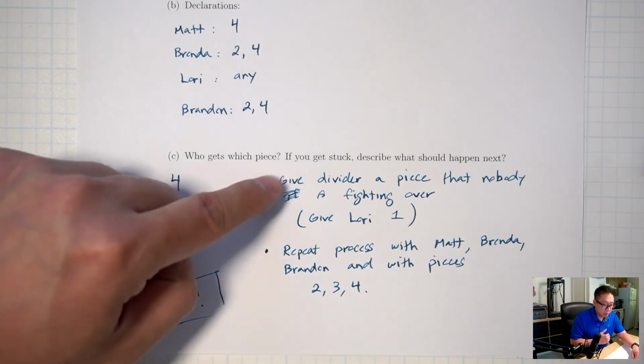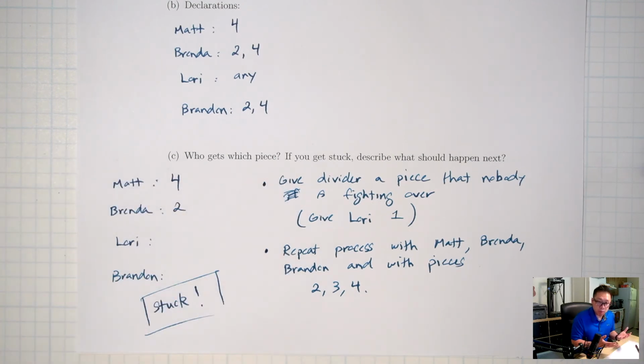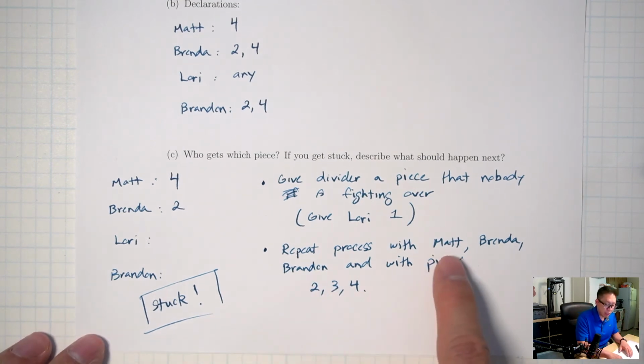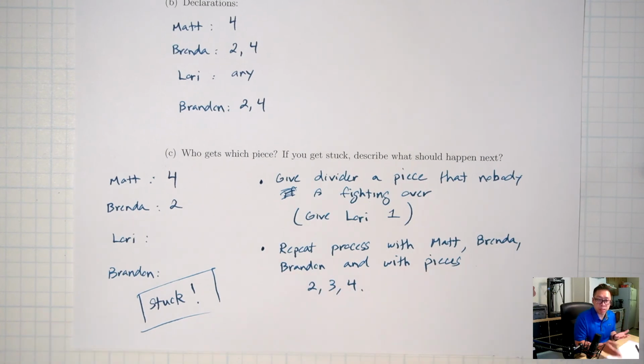So we're going to give the divider a piece that no one fights over, and then you're just going to state that we're going to repeat the process, and then state whoever's left with the pieces that are left. So 2, 3, and 4 here.